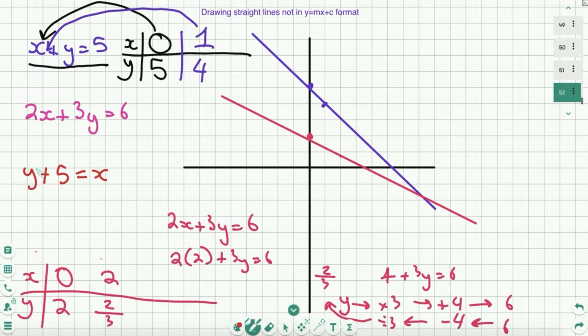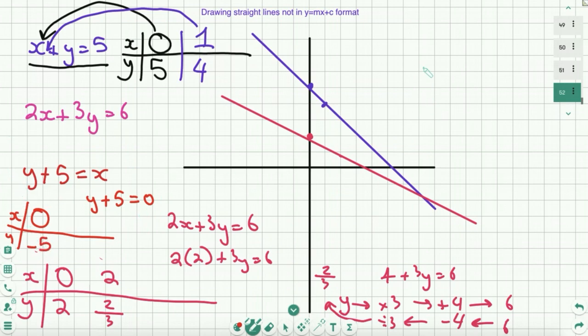So the y-coordinate plus 5 must make the x-coordinate. Pretty straightforward. So x and y. Let's choose a value for the x-coordinate. Let's say x is 0. So we're going to replace x with 0. So y plus 5 equals 0. So something plus 5 makes 0. Well, y must be negative 5. Negative 5 plus 5 makes 0.